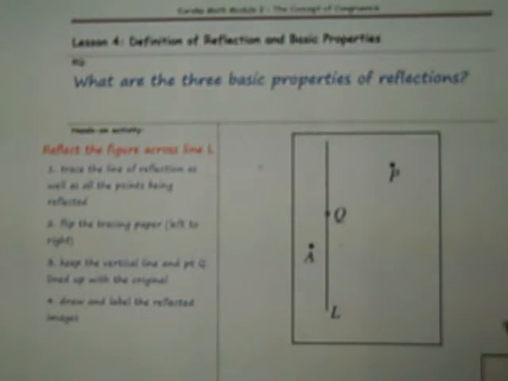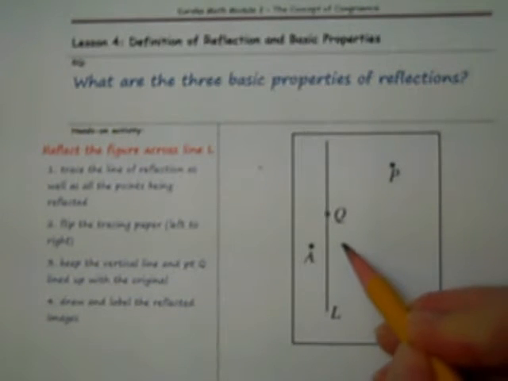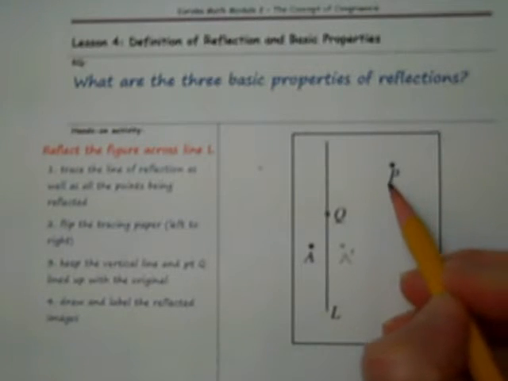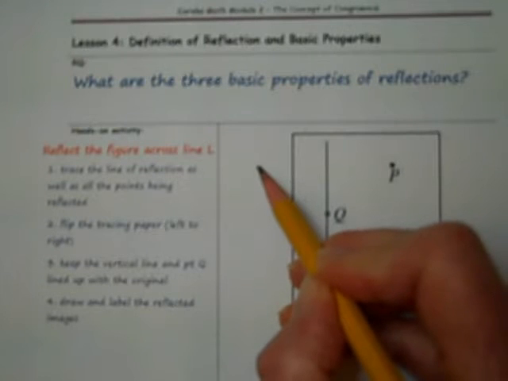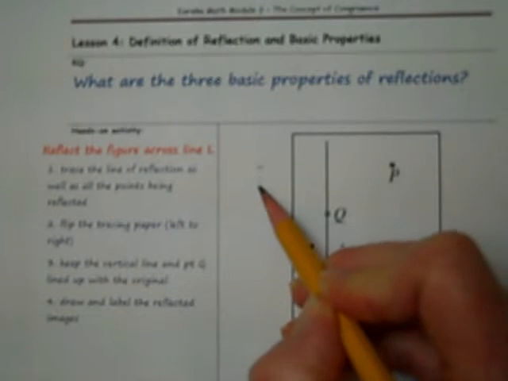Then we'll remove our tracing paper. You may need to darken your images and label them. Figure A is the original. The image is called A'. Figure P is the original. The reflected image is called P'.